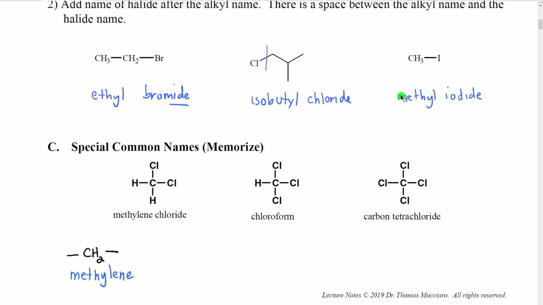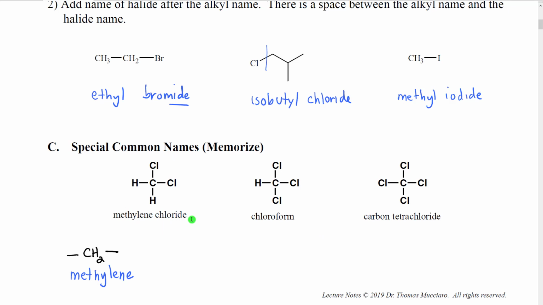There are also some special common names that we're just going to need to memorize because they are, again, small molecules. The common names are widely used both in chemistry labs and also in industry. So these are substances that are used in industrial processes, and very often industrially used molecules have common names that are widely used.